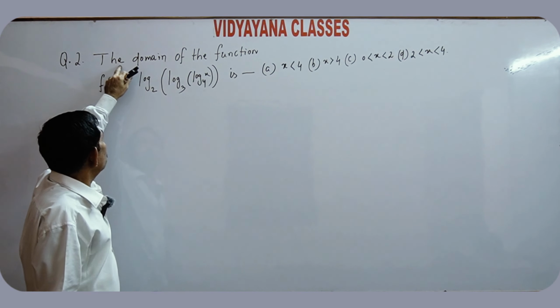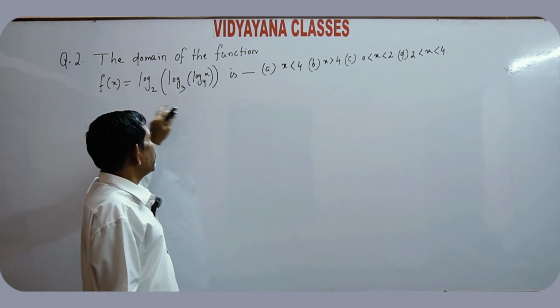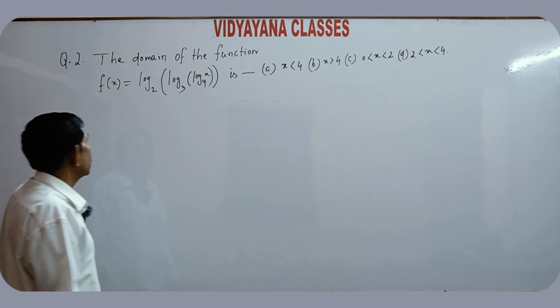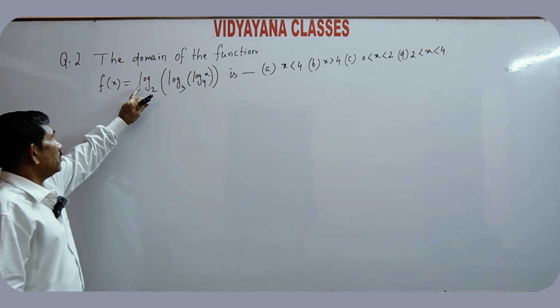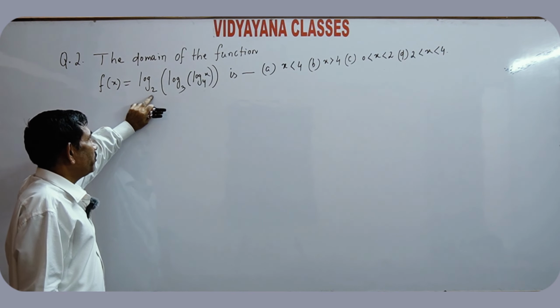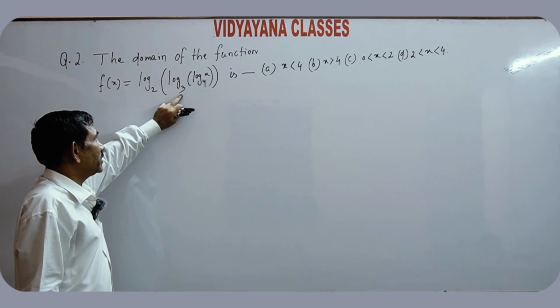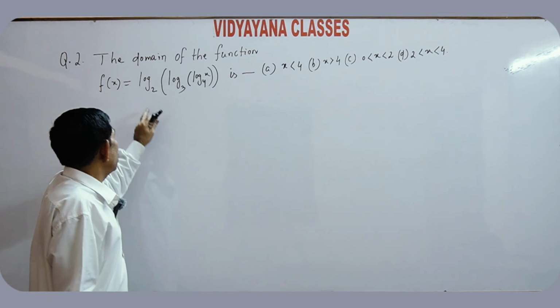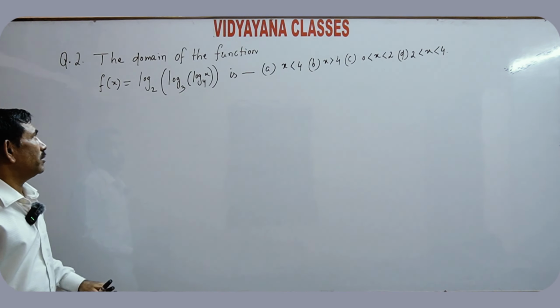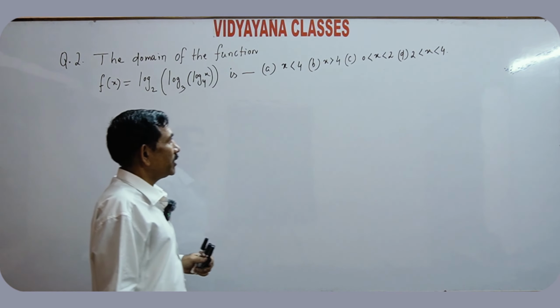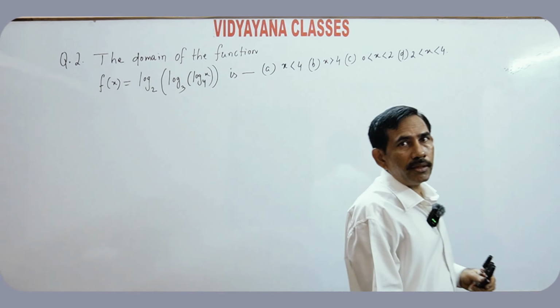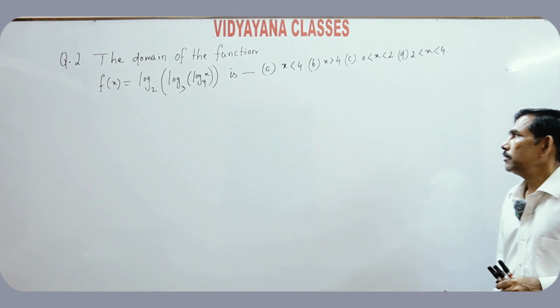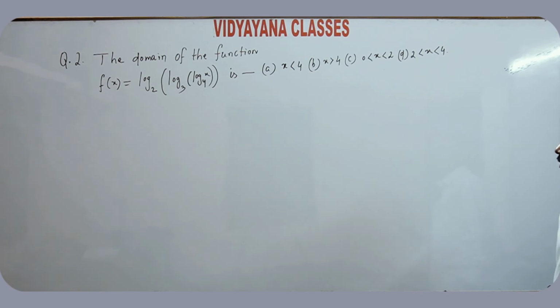Question number 2. The domain of the function f(x) is dash. Here we have a logarithm with base 2, a logarithm with base 3, and a logarithm function with base 4. Each logarithm function has the base greater than 1.